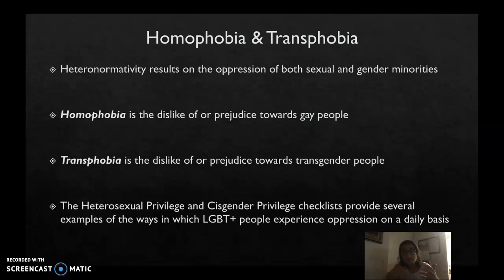So homophobia and transphobia are these systems of oppression and discrimination against the LGBT plus community stemming from heteronormativity. So homophobia is the dislike or prejudice towards gay people, transphobia is the dislike or prejudice towards transgender people, and both the heterosexual privilege and the cisgender privilege checklist provide several different examples of the way LGBT plus people experience oppression on a daily basis.